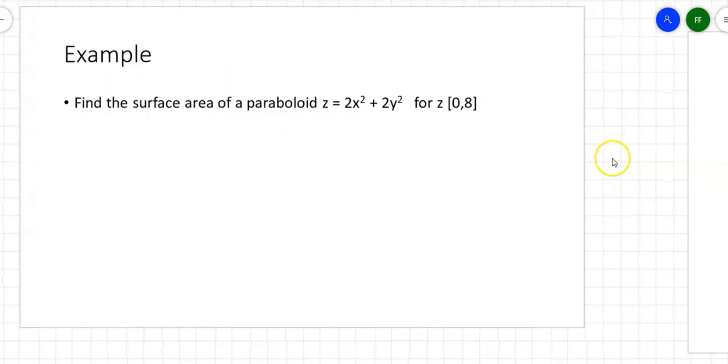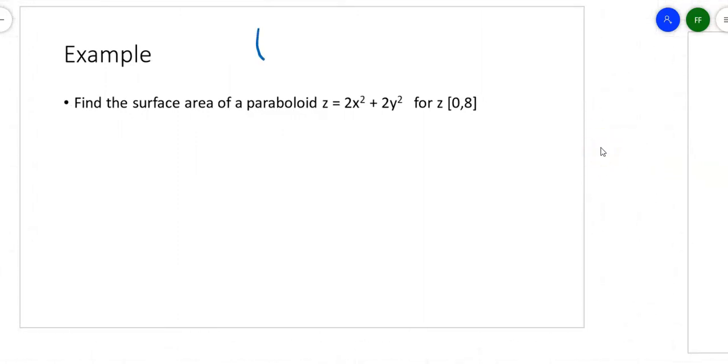This says find the surface area of a paraboloid. Right? A paraboloid is one of these combination parabola-ellipse things. It's got a little circle on the roof. There it is. Z equals 2x squared plus 2y squared, and I want it true for z values between 0 and 8. So again, I can set this up in one of several different ways.